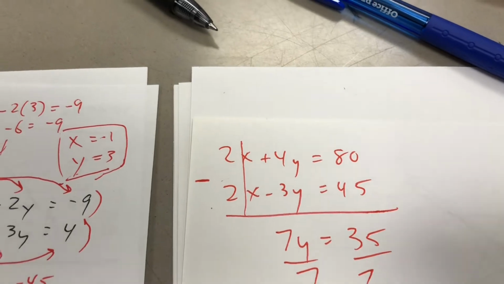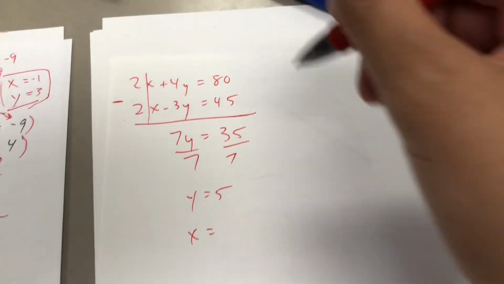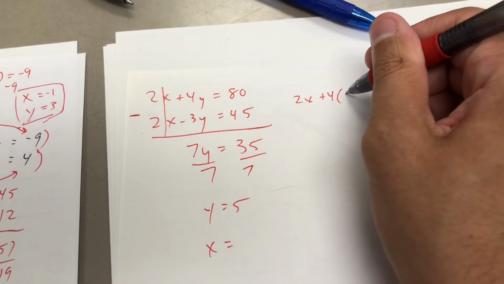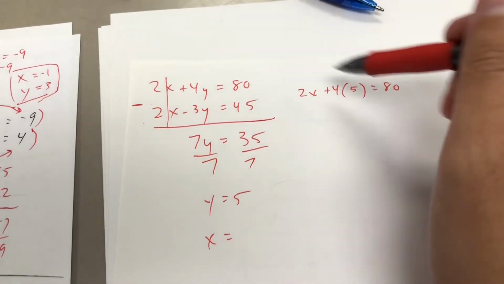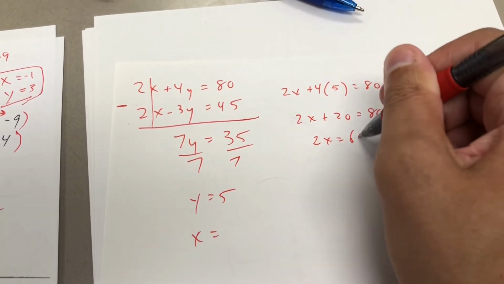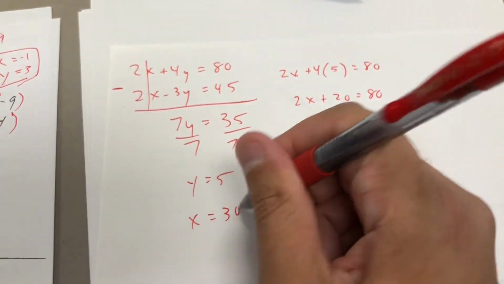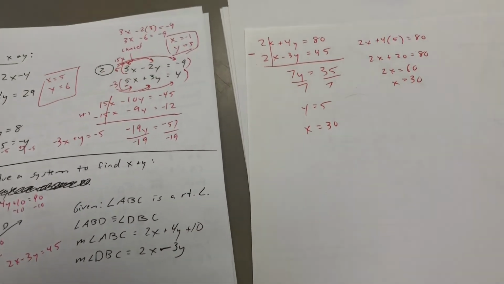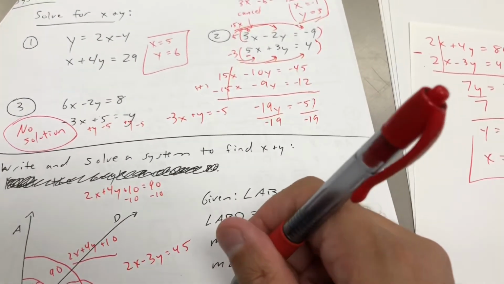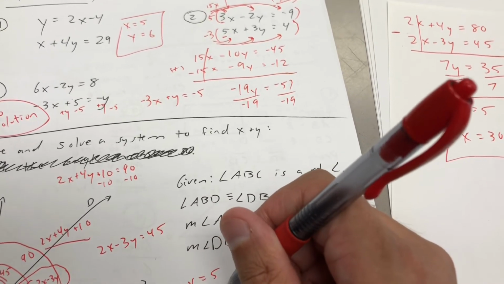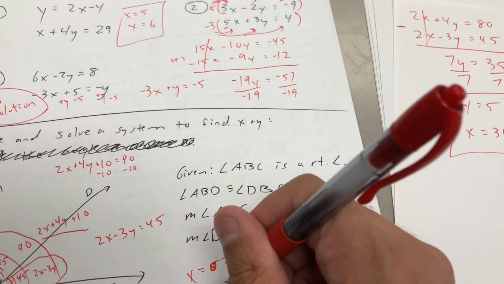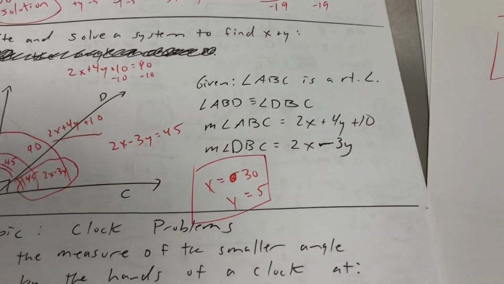If I want to find my x value, I can substitute back into one of the original equations. So if 2 times x plus 4 times the y value of 5 is supposed to equal 80, we get this equation: 2x plus 20 is 80. That means 2x is equal to 60, which means x is equal to 30. And those are my x's and y's. The problem just said to find x and y, so looks like we're done here. x is 30 and y is 5. And that's all we need there.